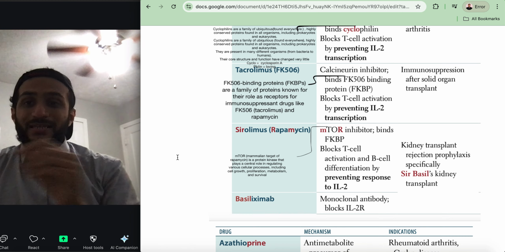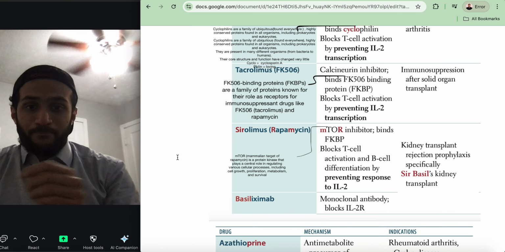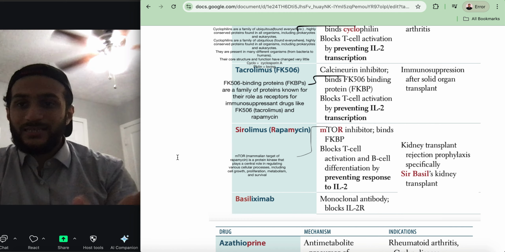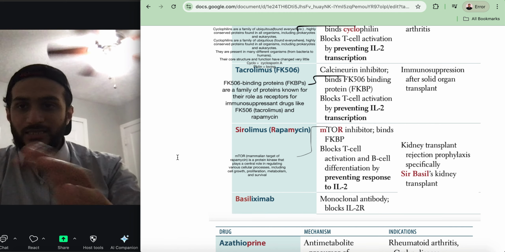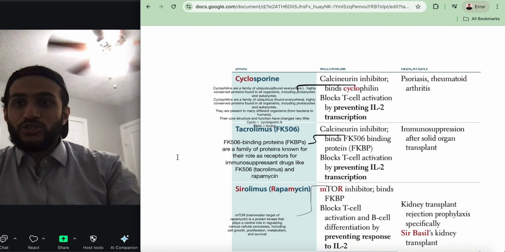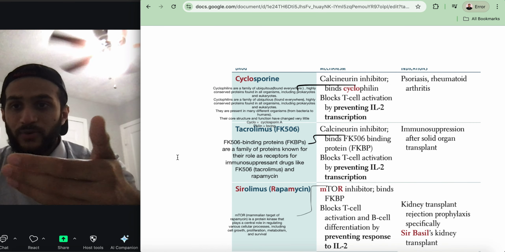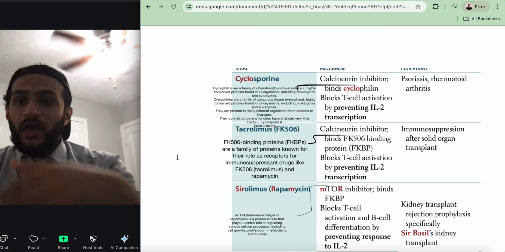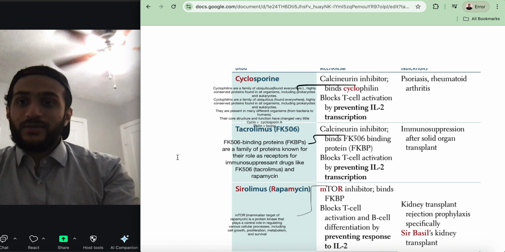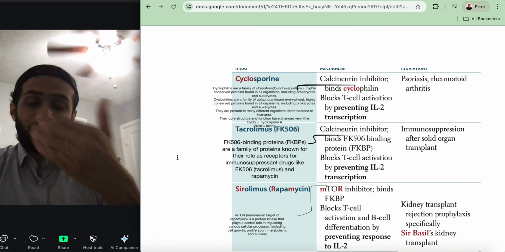We have over here basiliximab. It's a monoclonal antibody which blocks interleukin 2, but it won't be asked on the USMLE. It's not that common. I want you guys to know these three drugs, and I want to speak about the side effects as well. So cyclosporin, it's a calcineurin inhibitor, binds cyclophilin, and the nuclear factor of activated T cells, it activates that and inhibits that.